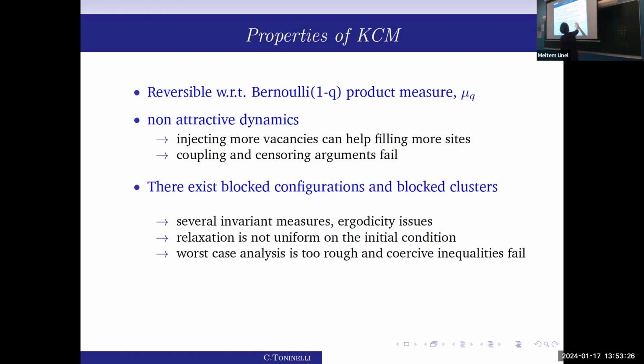And if there are experts of interacting particle systems, I wanted also to mention that there are some tools which are often used to study relaxation to equilibrium that go under the name of coercive inequalities, or the sort of type of log Sobolev type inequalities. And here this tool fails. So log Sobolev inequalities diverge, cannot be used for these dynamics due to the presence of these constraints.